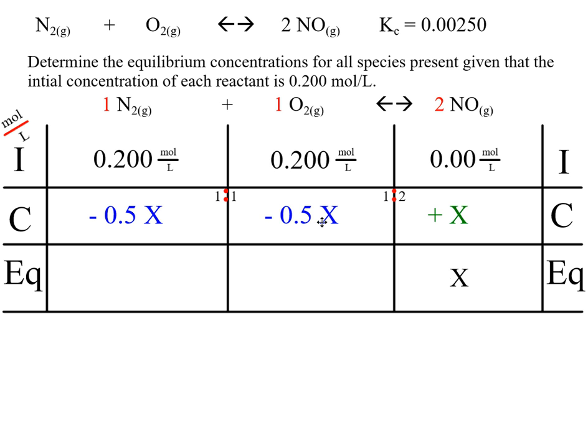Then we use our molar ratios. So if I have x and this is 2 to 1, this x is twice as big as this, so this must be half an x. If the x is positive, this negative half an x makes sense for my reactants. And then I just solve them like normal, but using algebra this time.